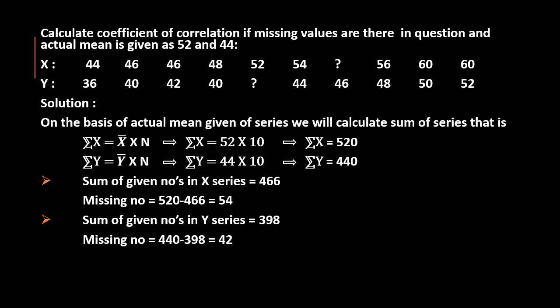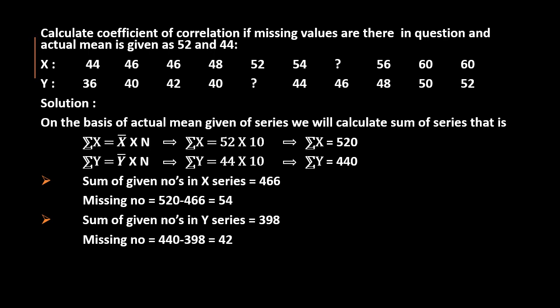Now what you are given here are two series, x and y. You are given the actual mean also. That is most helpful to find the missing number. As you know, the formula for mean is the sum of observations divided by the number of observations. Now sigma x you have to find by multiplying mean into the number of observations. That is 52 multiplied by 10 will give you the sum of observations in the x series. That is 520. Same you will do with the y series too, and it will give you 440.